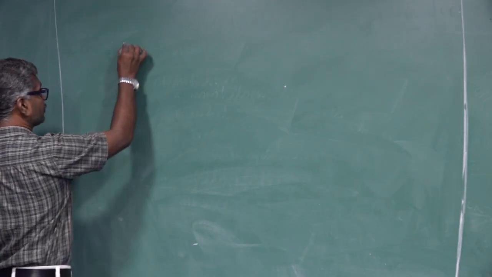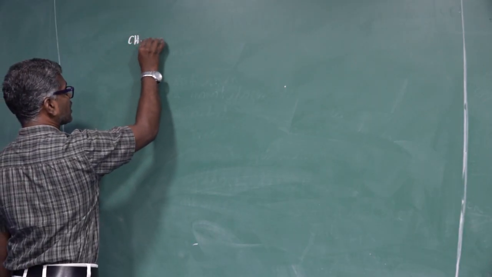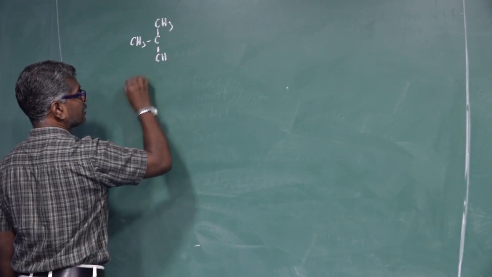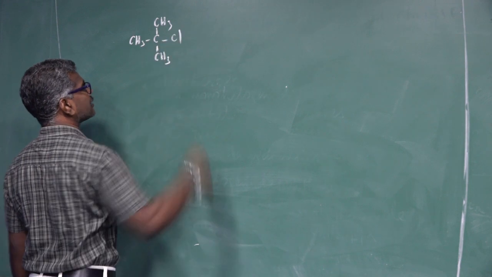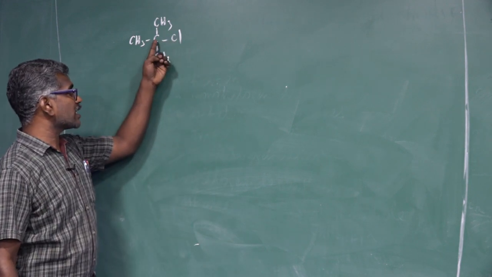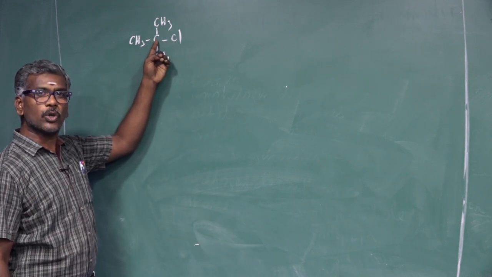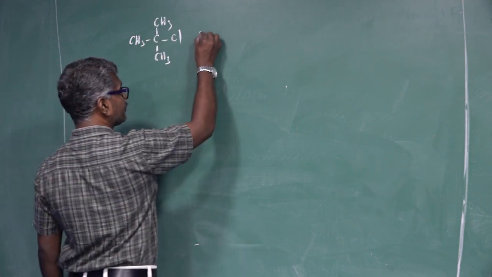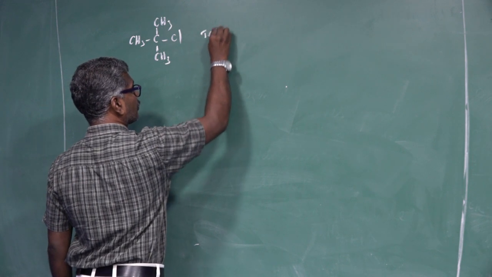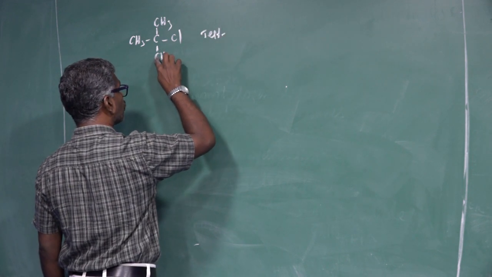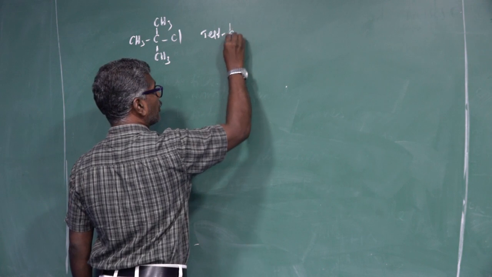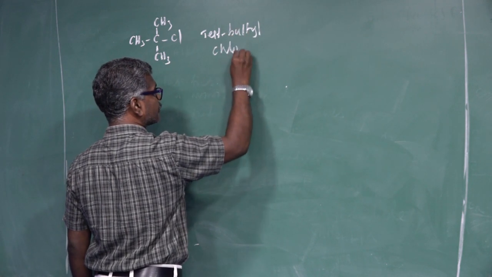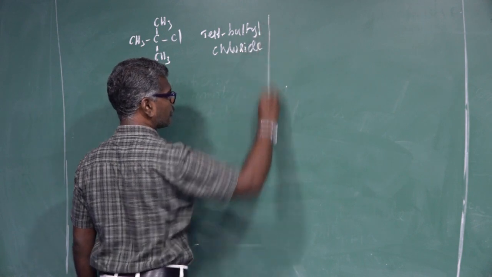Next compound: CH3, CH3, CH3, Cl. The functional group is attached to a carbon carrying no hydrogen, with 3 alkyl groups. This name is called tertiary. Tertiary, total carbon atoms 1, 2, 3, 4. Tertiary butyl chloride.